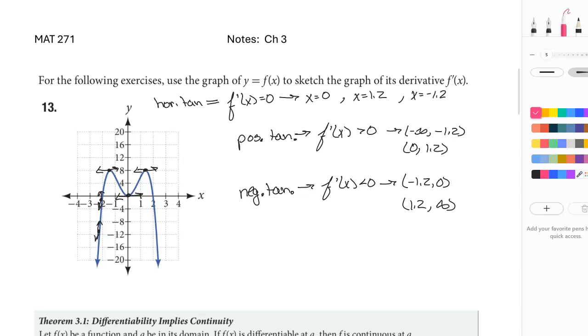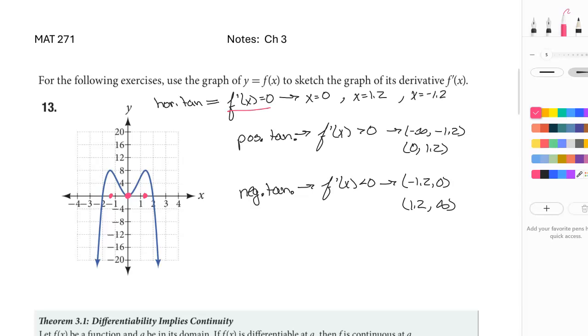So let's plot what we know. I'm going to clean this graph up. Let's erase everything I have. We know we're going to have the derivative cross at 0, 1.2, and -1.2.